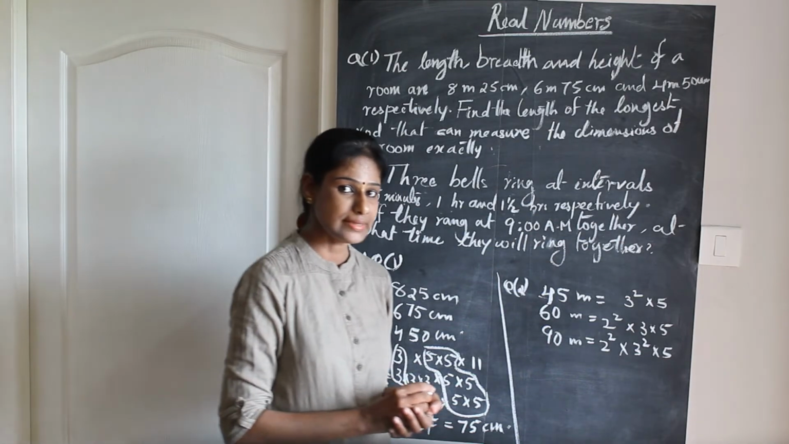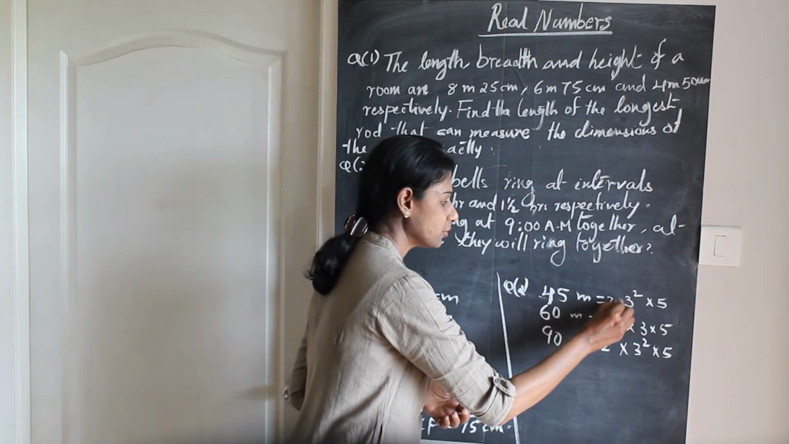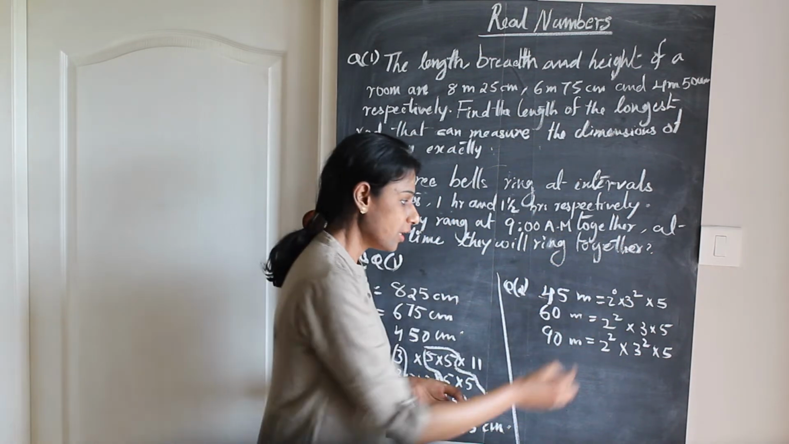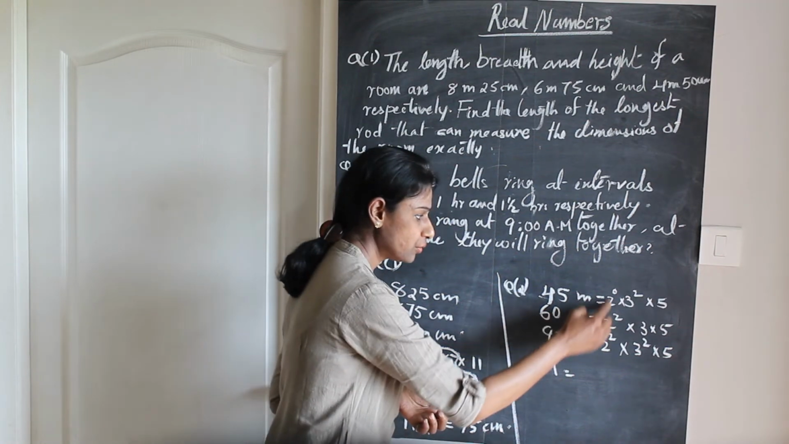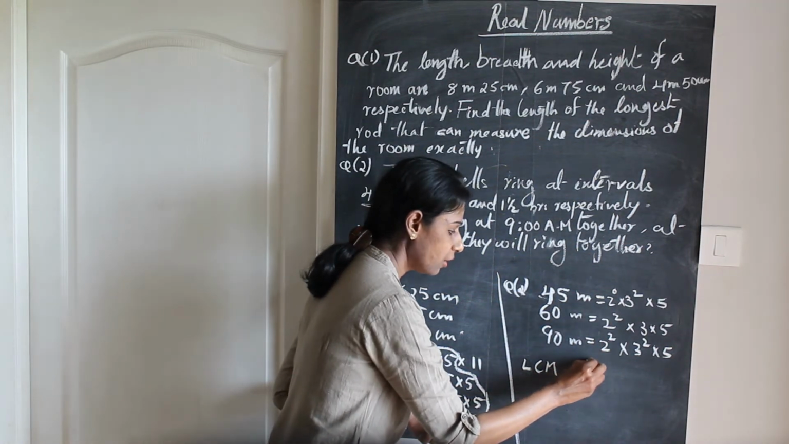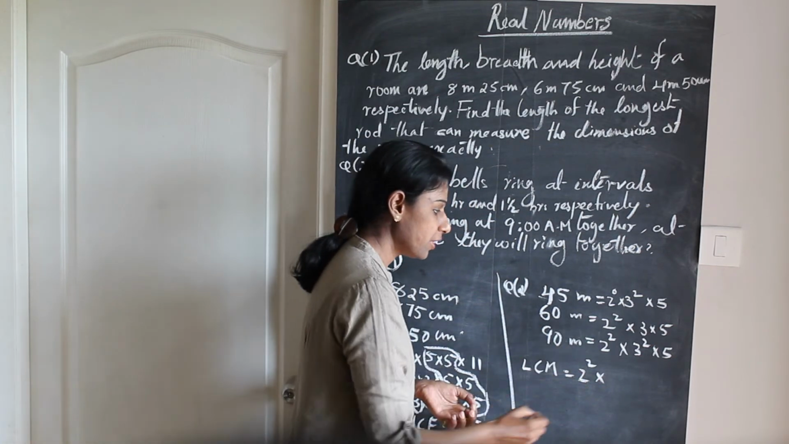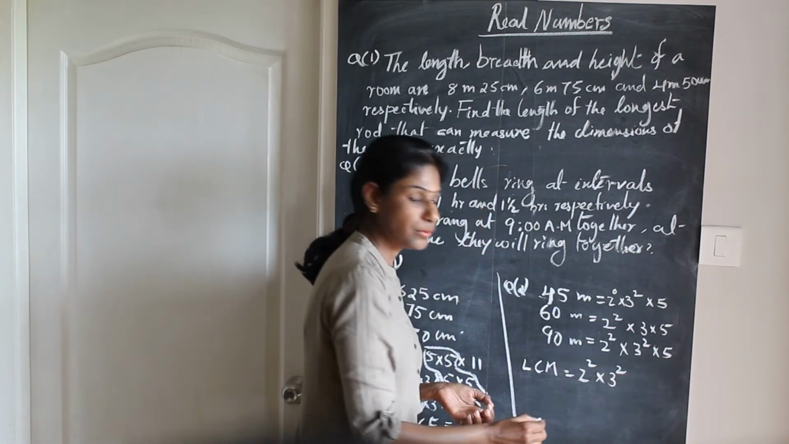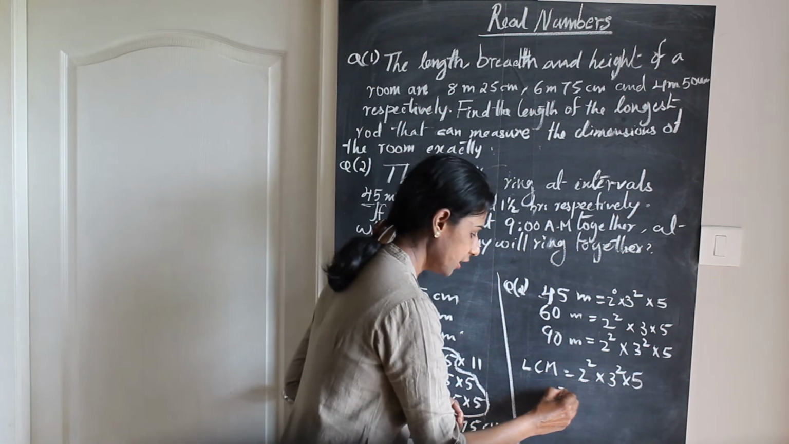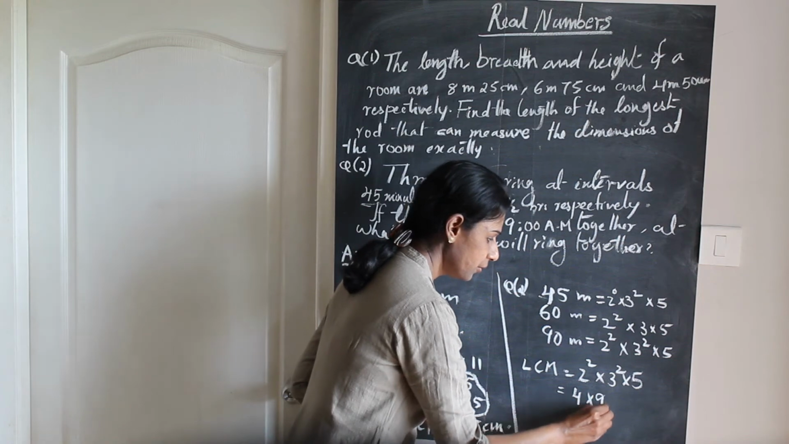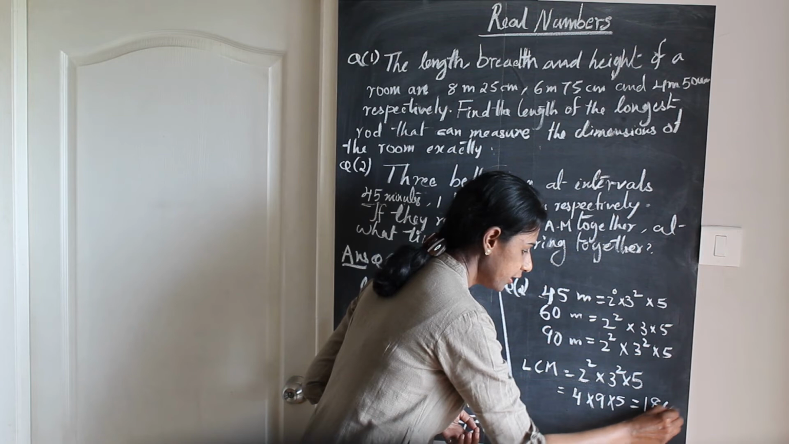Now how do you find the LCM? We need to take the highest power of each factor. 2 is not present in 45, so we can take it as 2 to the power 0. Already we have discussed how to find the LCM of numbers using prime factorization. So LCM will be equal to 2 to the power 2 into 3 to the power 2 into 5 to the power 1, which is equal to 4 into 9 into 5, which is equal to 180.